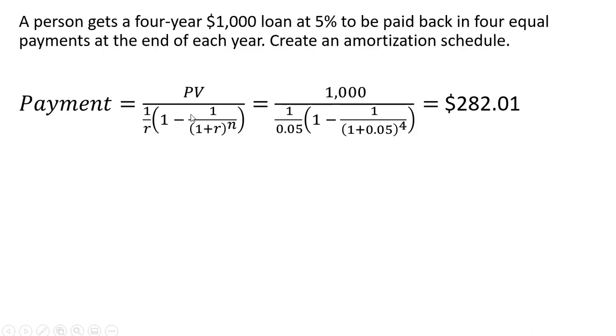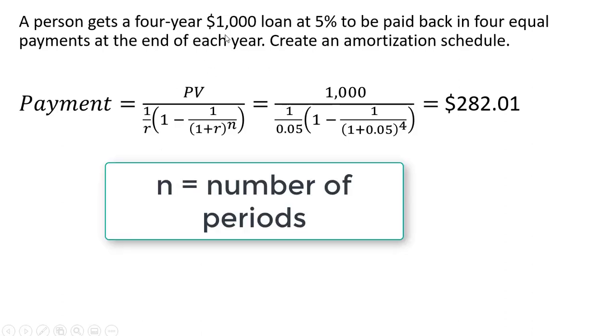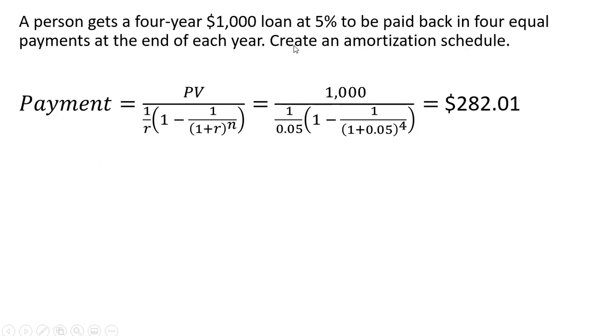We can use this formula right here, where PV is the loan amount and R is the interest rate, or 0.05. Solving this formula, the payment will be $282.01, and that'll be paid at the end of each year for the next 4 years. A simple way to calculate this payment is to use the following formula in Excel. You put equal PMT, and in parentheses you put the key features of the loan, the 5% interest rate, the number of periods, 4, and the loan amount.